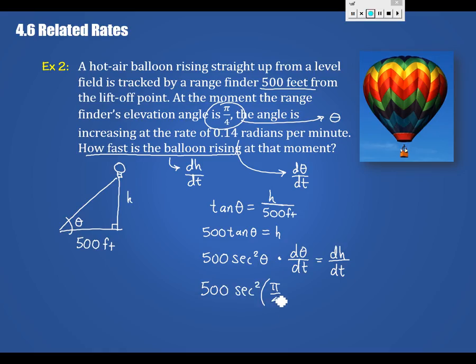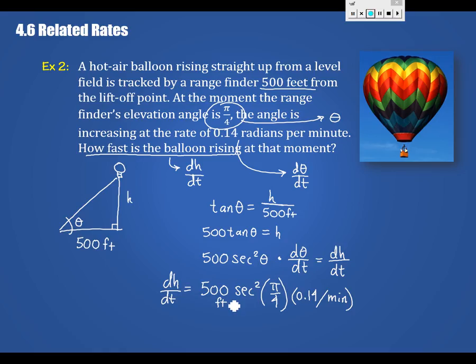Pi over 4 is nice, isn't it? So that's cool. This is 0.14 per minute. Keep in mind that this is feet right there. Squeeze it in there. Okay. Secant of pi over 4, I gotta think this through. Cosine of pi over 4, I know that one. How about 1 over root 2, just for fun?